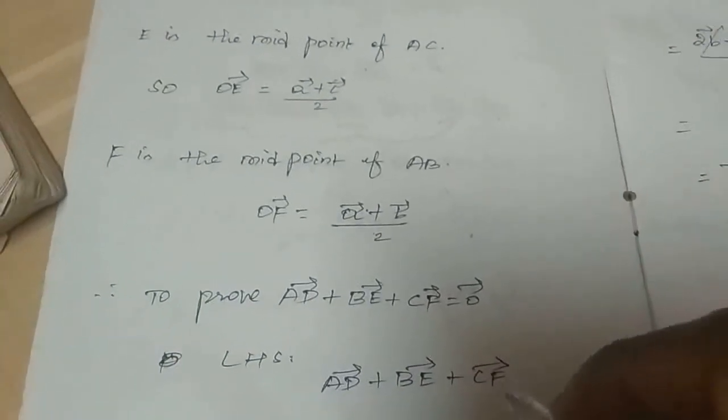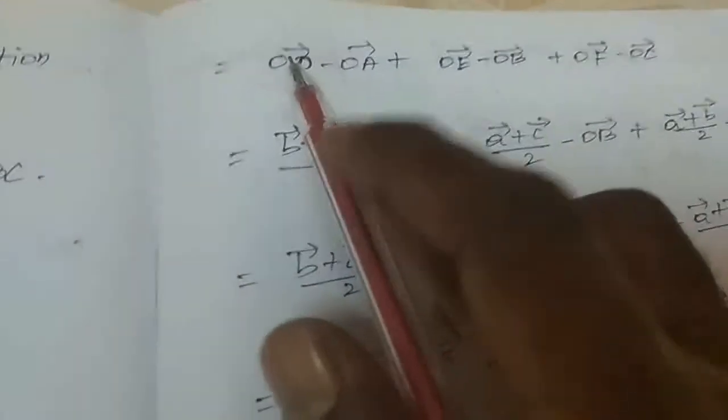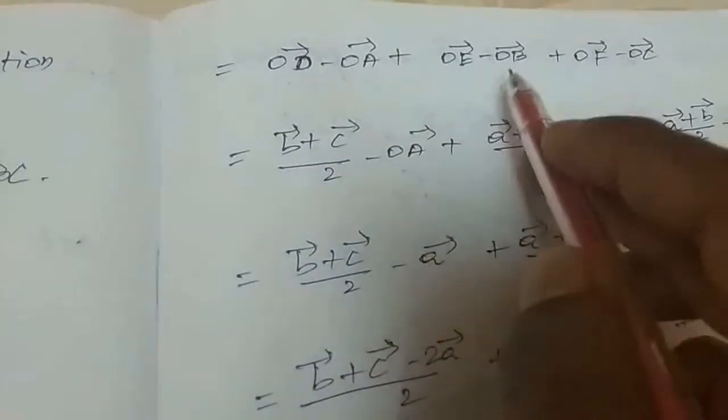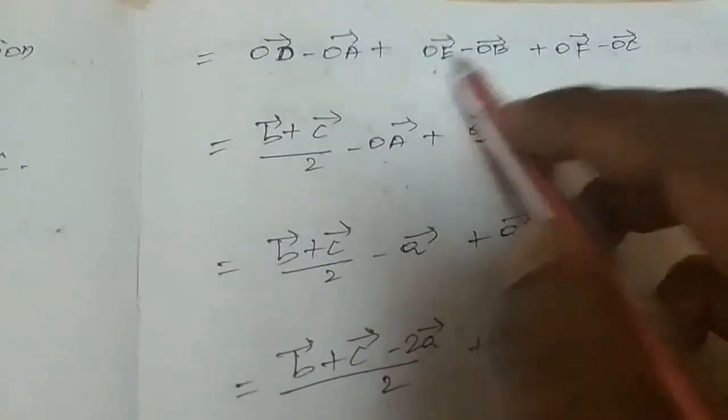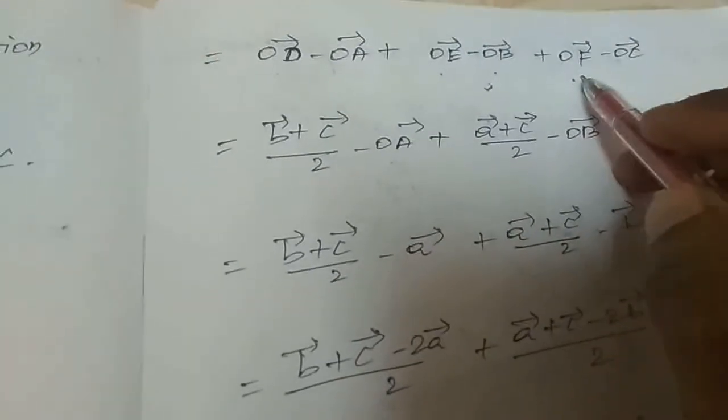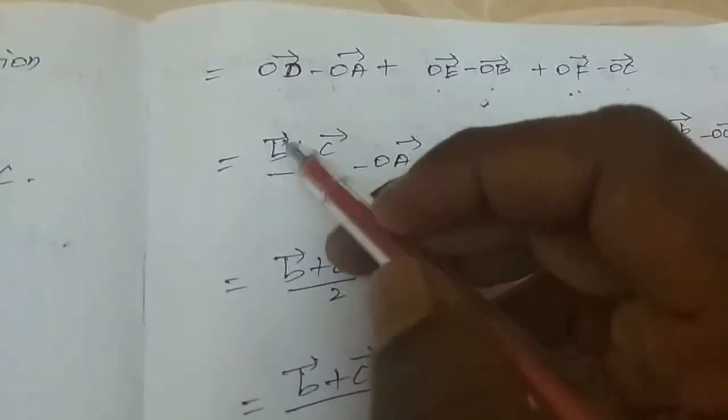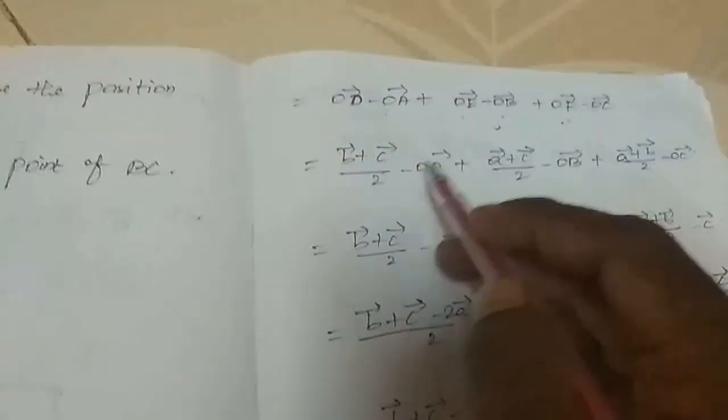CF vector, how to write? OF minus OC. Okay, all the conditions are here. AD vector, how to write? OD minus OA. BE vector, how to write? OE minus OB. CF vector, how to write? OF minus OC. Now OD is equal to (B plus C) by 2. Where is the OD value? (B plus C) by 2. OA means minus OA. Okay.